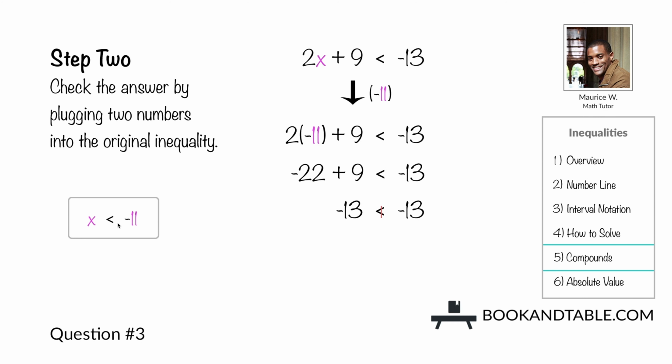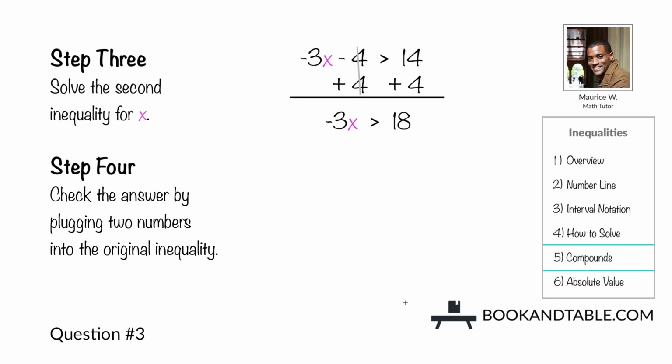Negative 11 should not work. 2 times negative 11 is negative 22. Negative 22 plus 9 is negative 13. So that shows that x cannot equal negative 11. Since we wind up with the false statement, negative 13 is less than negative 13. So that is the answer to the first part of question number 3. The answer would be x is less than negative 11.